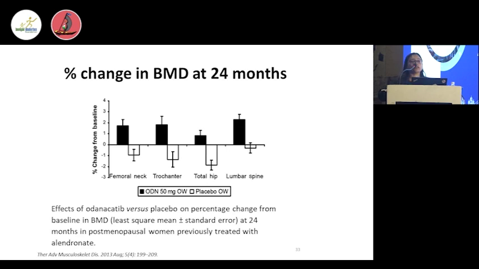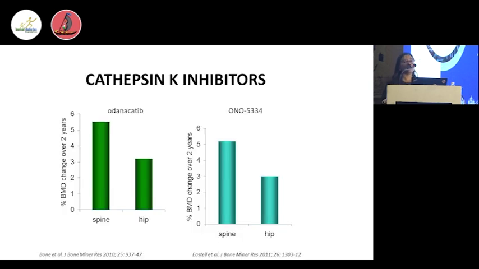So this is what the usual anti-resorptives do till date. The bisphosphonates inhibit the osteoclast viability as well as being anti-resorptive, while the cathepsin K inhibitors are only anti-resorptive and do not affect the osteoclast viability. So this is the difference between the usual or classic anti-resorptives and the cathepsin K inhibitors.